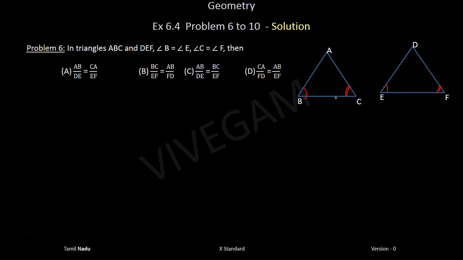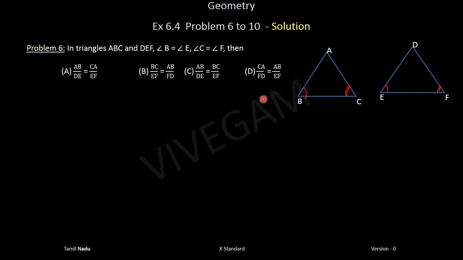Right? So these two triangles, what happens by AAA criteria? Both the triangles are similar. If the triangles are similar, what does it mean? The ratio of the corresponding sides will be equal. So AB by DE will be equal to BC by EF, and that is also equal to AC by DF. This is your main result, right?